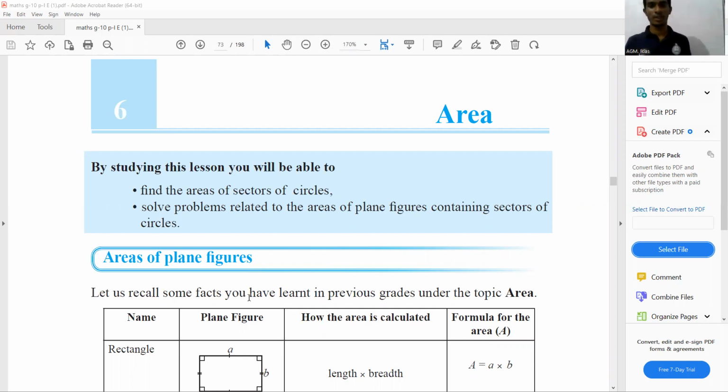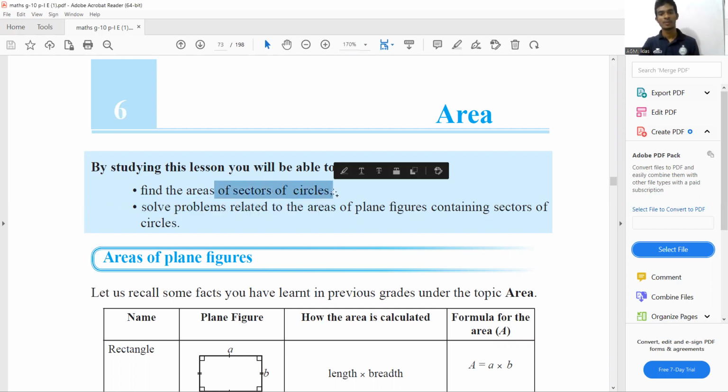Right? So as you can see on the screen, by studying this lesson, you will be able to find the areas of sectors of circles. This is why I selected this unit to teach now, because I already explained how to find the perimeter of sectors of circles. So these are called mensuration. Area and perimeter are called mensuration. That is a branch of mathematics.